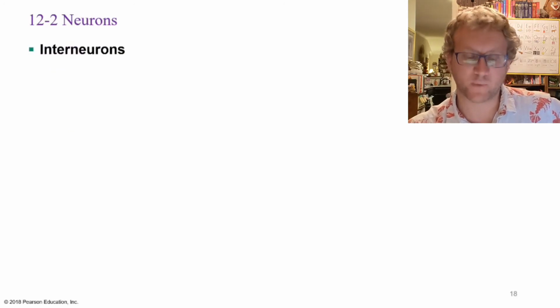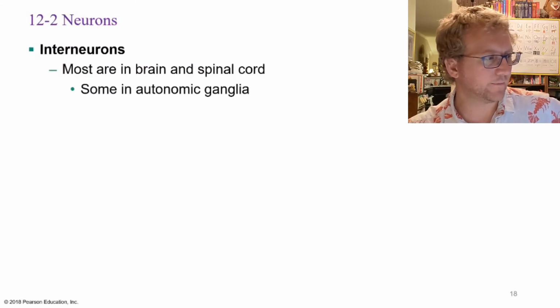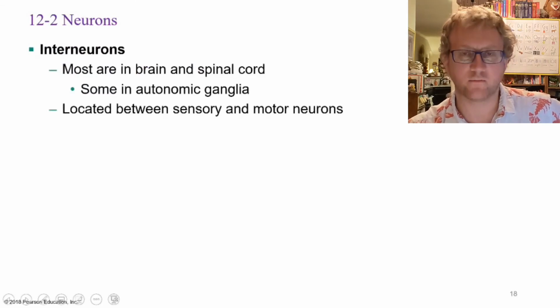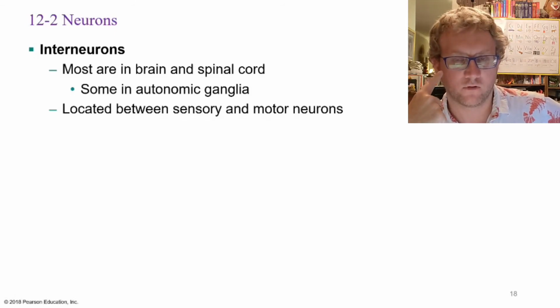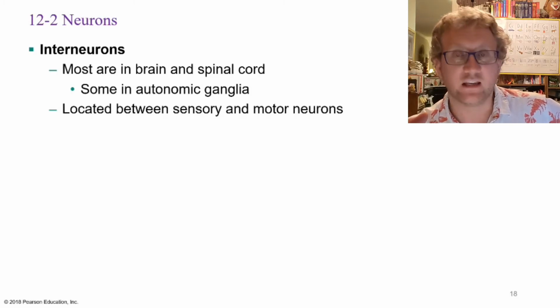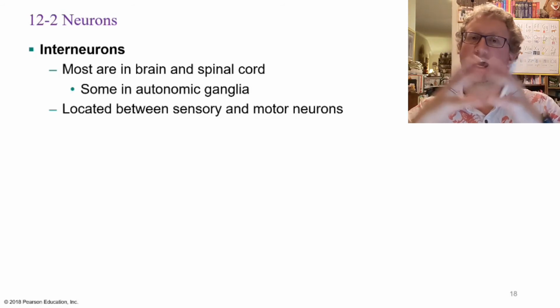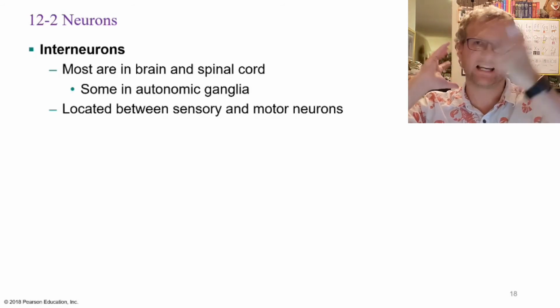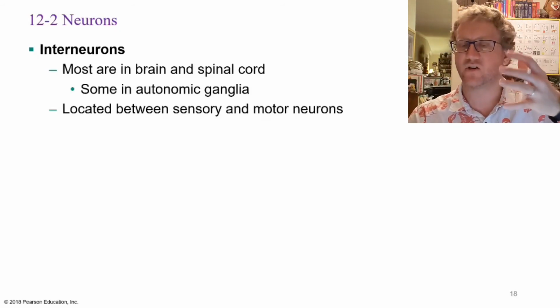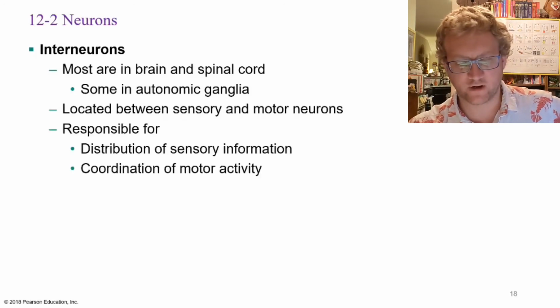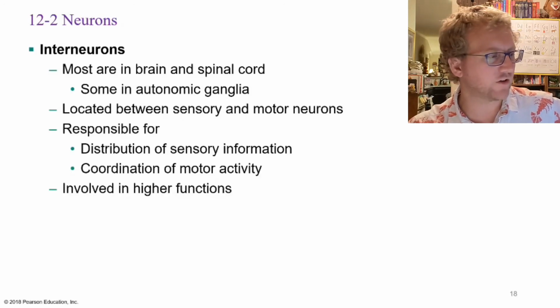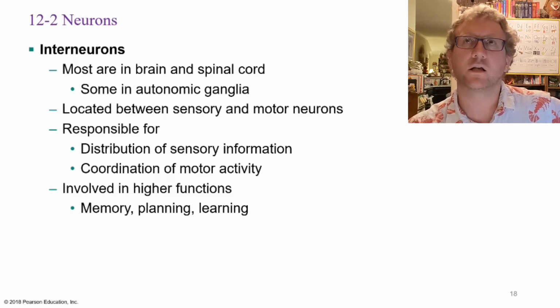Interneurons are mostly in the brain and the spinal column. They are located between the sensory and motor neurons. So the sensory neurons are going to bring the information in. The motor neurons are going to take the commands out. The interneurons are the gap in between, what's firing in your brain, sending signals between different processing centers before those final instructions are sent out. Distributing sensory information, coordinating motor activity, and higher functions like memory, planning, learning, and stuff like that. So this is the functioning within your brain.